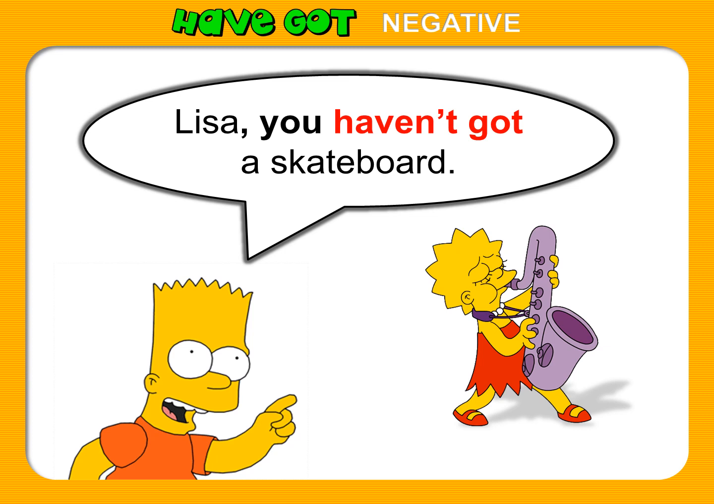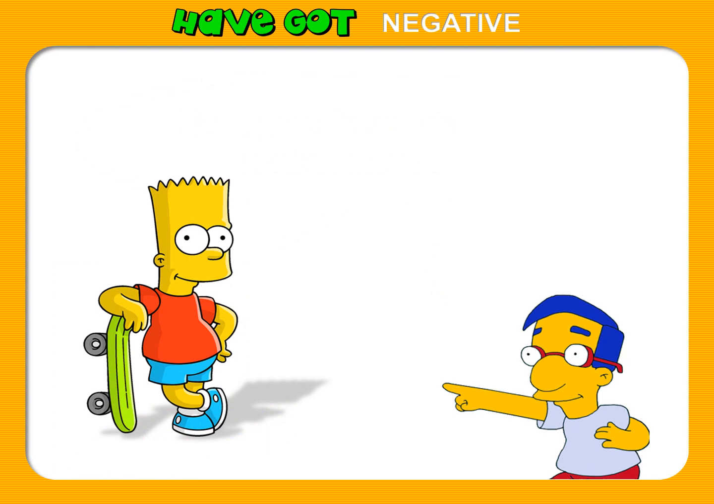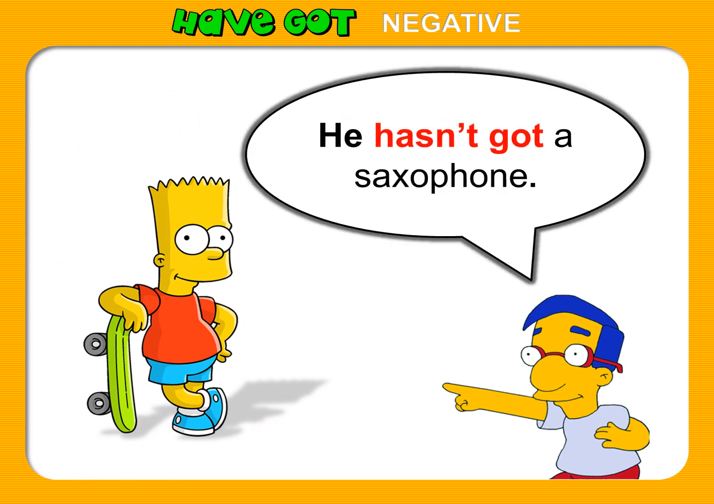Lisa, you haven't got a skateboard. Here, I'll say what about him in the negative form. He hasn't got a saxophone, but he has got what? A skateboard, but he hasn't got a saxophone.